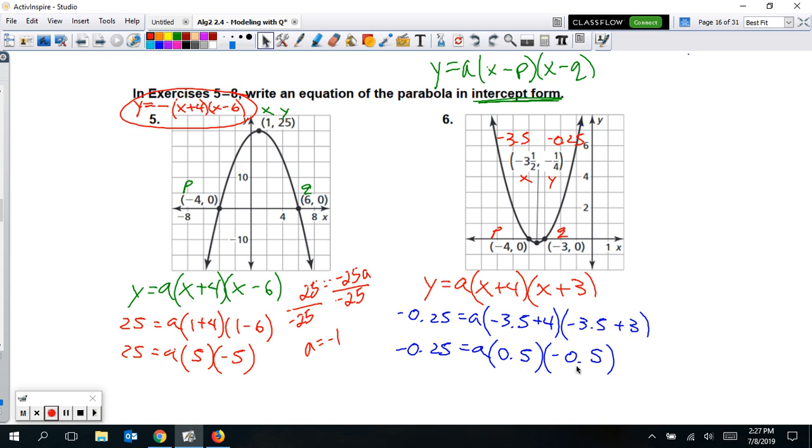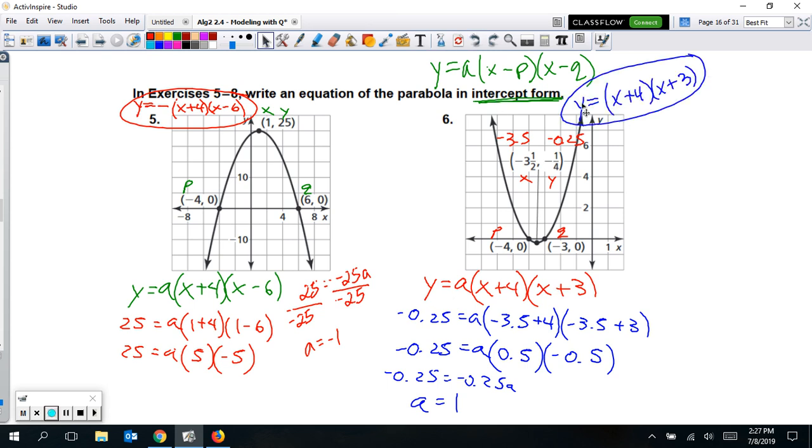And now multiply these 3 together. So a times 0.5 times -0.5 would make -0.25a. So if we were to divide by negative 0.25a, well, it's exactly the same thing, and anything over itself is always equal to 1. So a is equal to 1 on this problem. So that means if I plug in 1 for a, we actually don't need to write 1. I don't need to write anything for a, in fact. I'm just going to put y equals these two parentheses for my answer. And so that's what our answer is. Y equals the x plus 4 times the x plus 3, and that's our intercept form on this one.